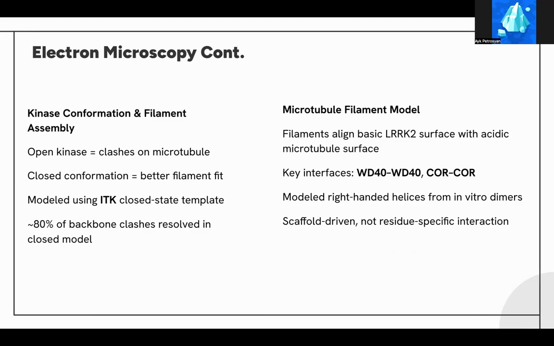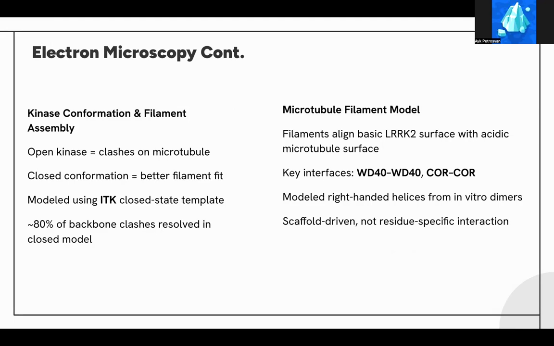And so the team then tested whether kinase conformation could modulate this inhibition. So they compared type 1 kinase inhibitors like MLI2 and LRRK2-IN-1 with type 2 inhibitors such as ponatinib or GZD824. And type 2 inhibitors, which stabilize the open kinase conformation, rescued motor motility and reduced filament formation. In contrast, type 1 inhibitors, which favor the closed state, enhance filament formation and increase motor inhibition.